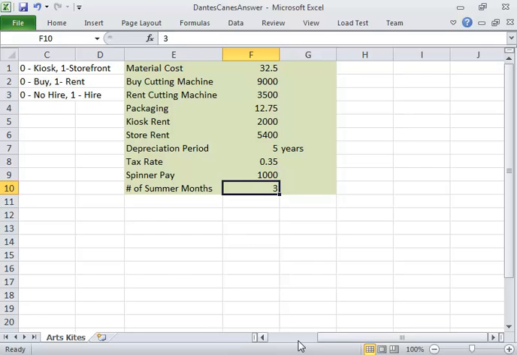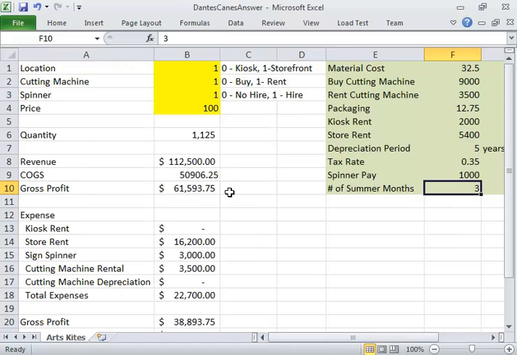Now, there's 4 decisions as laid out by the case. Whether or not he uses the kiosk or the storefront, whether or not he buys or rents the cutting machine, and whether or not he hires a sign spinner, and finally the price that he charges. Now, the way that this works is that the sign spinner can increase your quantity sold by 50%, but only if it's in front of a storefront, because you're not allowed to have a sign spinner in front of a kiosk because it clutters up the boardwalk.